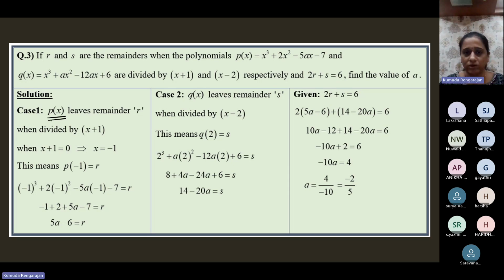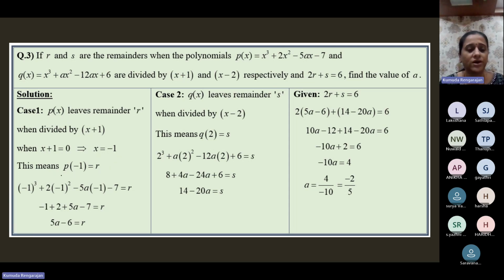The value of the polynomial p of x at x is equal to minus 1 is equal to the remainder, and the remainder is r, as given to us. P of x is the polynomial, and the value of x is minus 1. So the value of the polynomial at x is equal to minus 1, which is p of minus 1, is equal to the remainder, which is r. So p of minus 1 is equal to r is the equation.